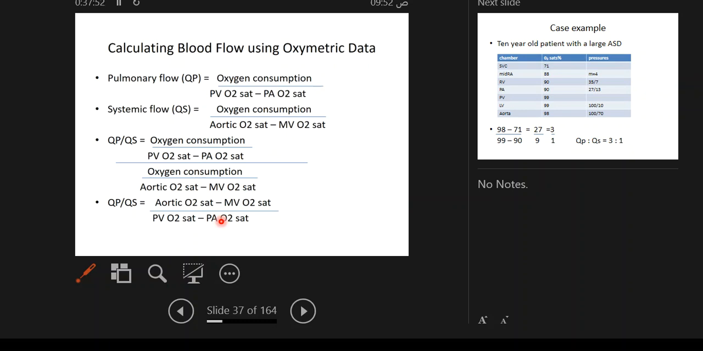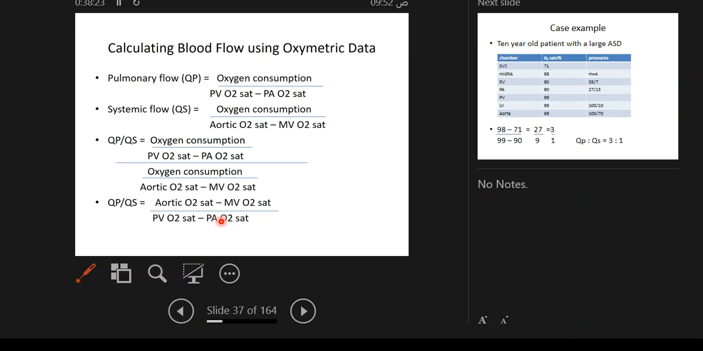Right? So there is no shunt. All right, let's take an example of a shunt. Aorta is 100, the mixed venous is 70, so that's 30. The pulmonary vein is 100, but the pulmonary artery is 90, so that's 10. So that's 30 over 10, that's 1 to 3. So you have a pulmonary flow to aortic flow of 3 to 1.